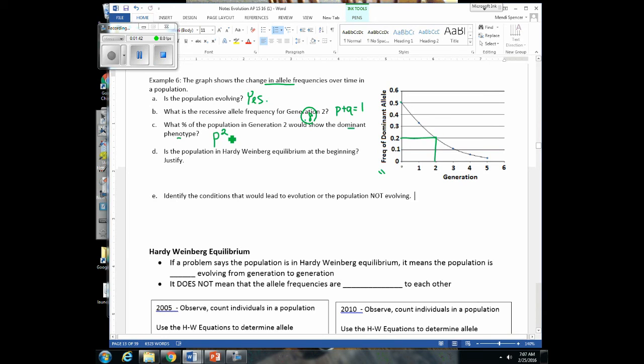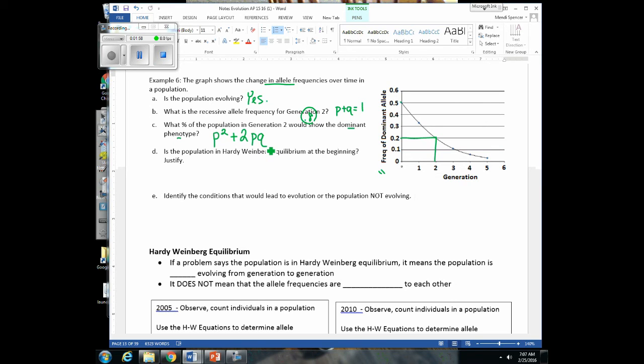But also, the individuals that are going to be heterozygous for the trait are also going to show the dominant phenotype, and that's represented by 2PQ in our equation. So if we know P and Q, then we can solve for this problem. We just have to plug in the numbers.